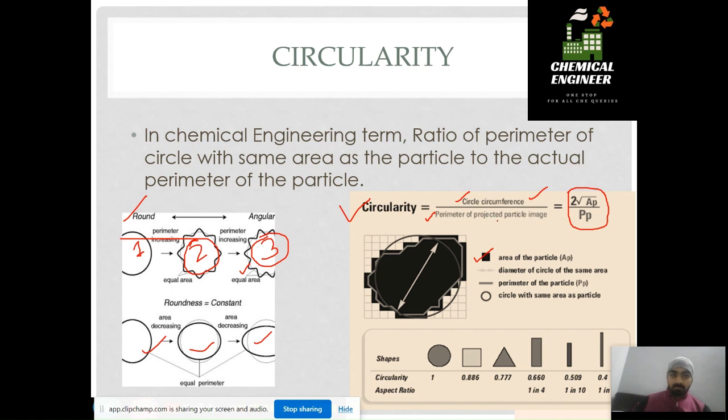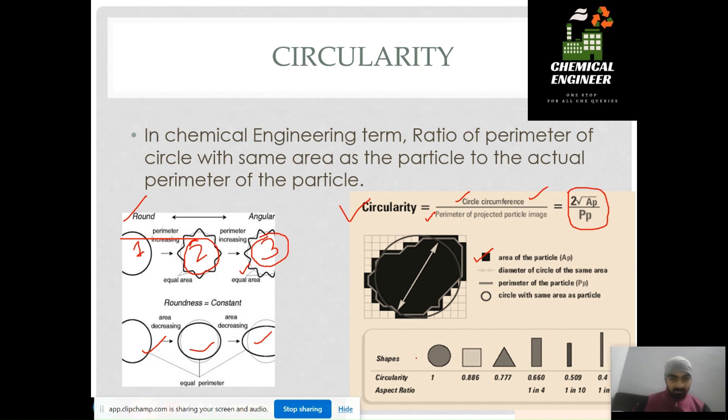To determine the perimeter of the particle, you can take the outer boundary of the rectangular shape that you have created. Like in this image, these black spots are the outer part. Dividing both of them will give you circularity. So that is so simple. Like for the example of these shapes.